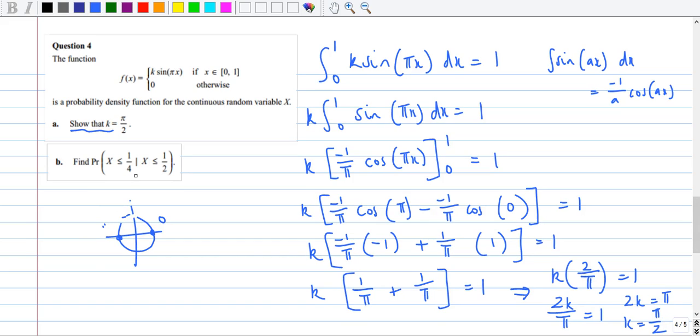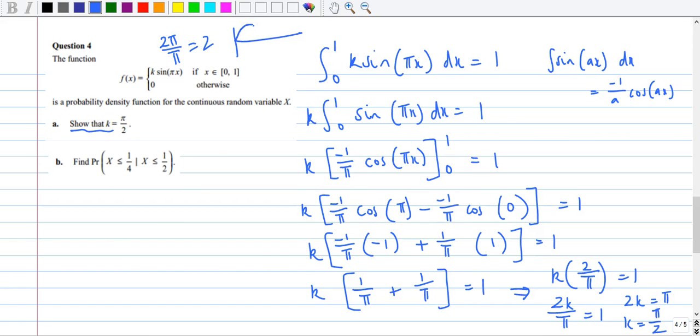Let's just get rid of our unit circle here. To help us understand this, and this isn't essential, but I would maybe draw up a quick graph. It's a sine function, and it has a period of 2 pi over pi, which is 2. So normally the whole thing would look like this. We're only interested in up to 1 because of the domain. So we've basically got a graph that looks like this.